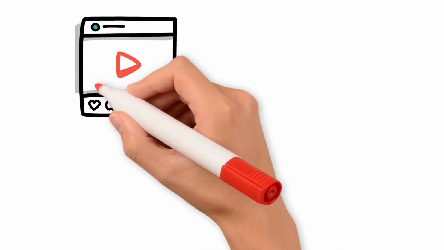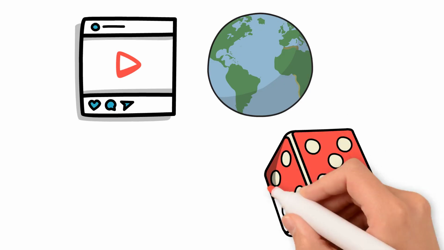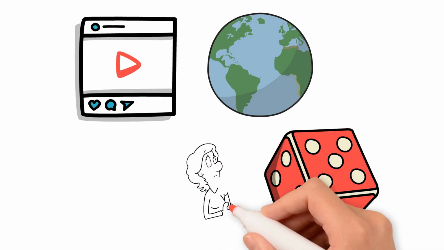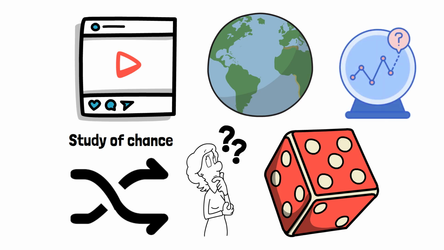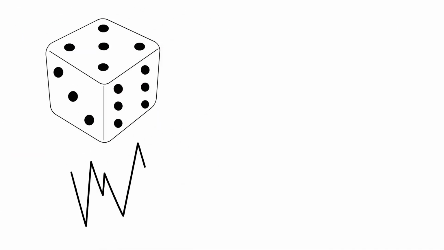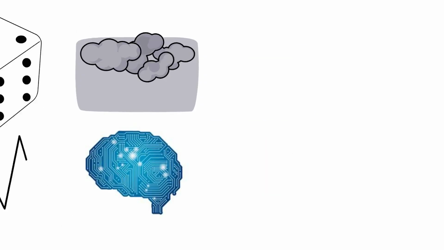In today's lecture, we're stepping into the fascinating world of probability theory. This is the mathematics of uncertainty, the study of chance, randomness, and prediction. From rolling dice to predicting stock markets, from weather forecasting to machine learning, probability is everywhere.